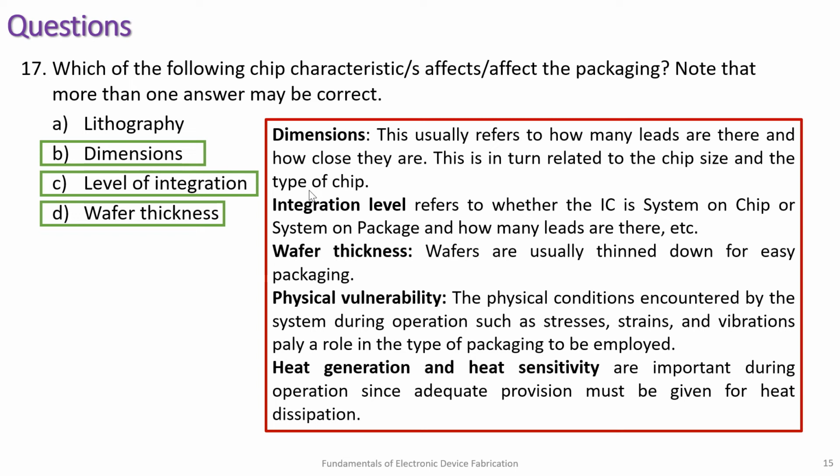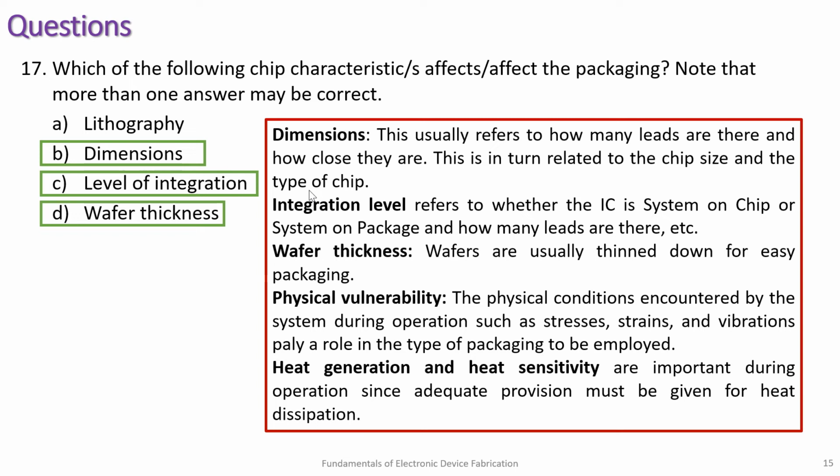And then comes wafer thickness. Wafers will usually be thinned down for easy packaging. Once everything has been finalized, excess material will be removed so that it fits perfectly into the package. Then physical vulnerability. Whenever we are doing an IC manufacturing process in a clean room, a lot of handling will be involved. We will need to move the chip from one place to another. During scribing, care should be taken that it doesn't break or chip. Therefore, the physical conditions encountered by the chip inside the system, like stresses, strains, vibration, etc., give the physical vulnerability of the chip, and this also affects packaging.